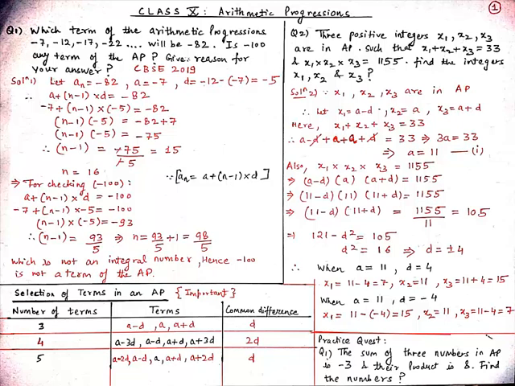And now when a is 11 and d is minus 4. So from here x1 is equal to a minus d. Therefore 11 minus of minus 4, which is equal to 15. And now x2 we can directly write as 11, and then x3, which is a plus d, 11 plus into minus 4. So 11 minus 4 is equal to 7. Therefore x1 is equal to 15, x2 is equal to 11 and x3 is equal to 7.